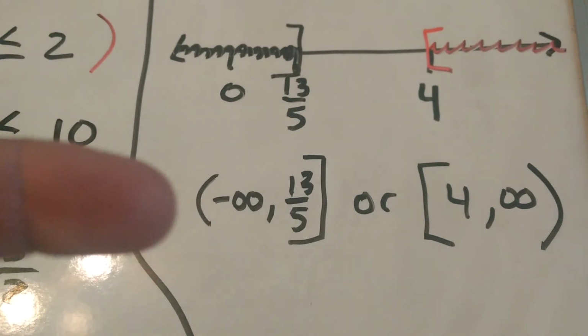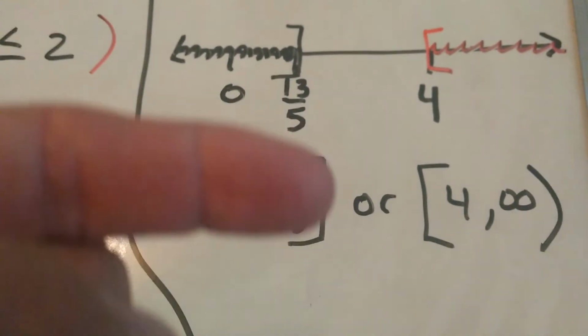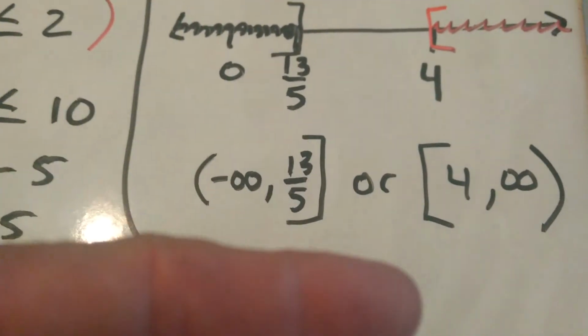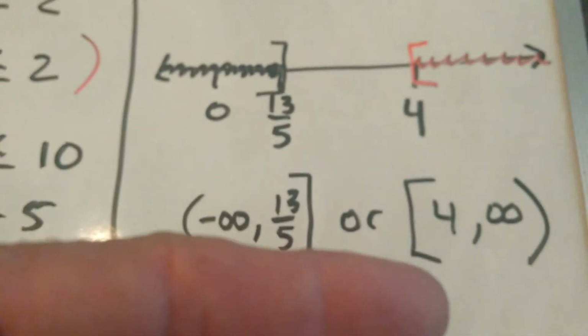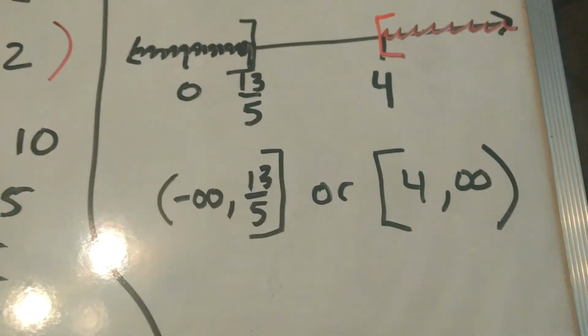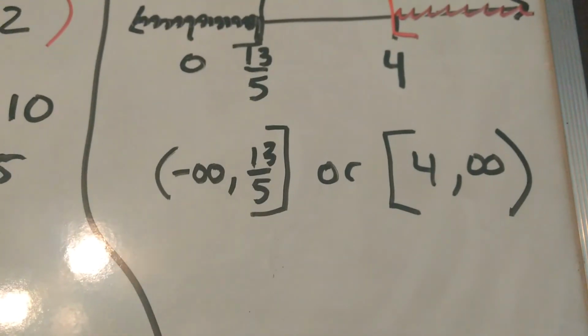Interval, I'm coming from the left, I'm coming from negative infinity, I'm stopping at bracket 13/5, or I'm starting at bracket 4 and going to positive infinity. That's all there is to compound inequalities.